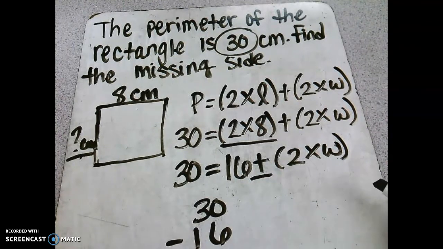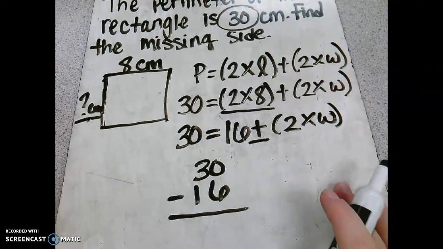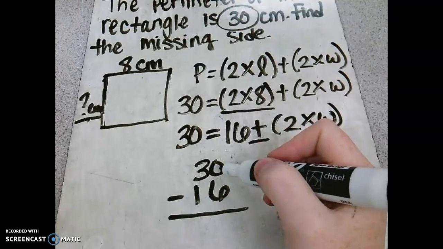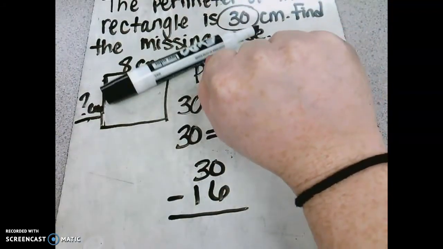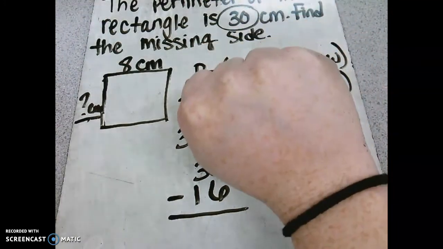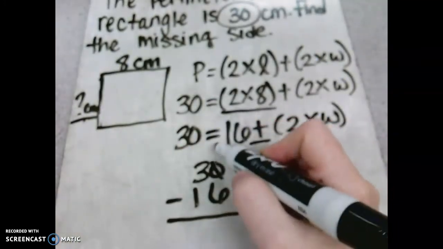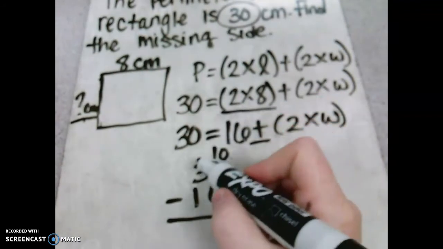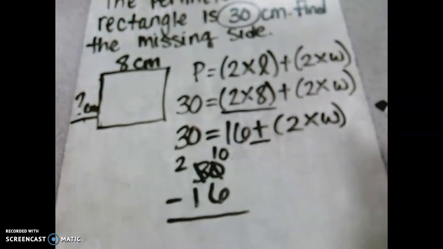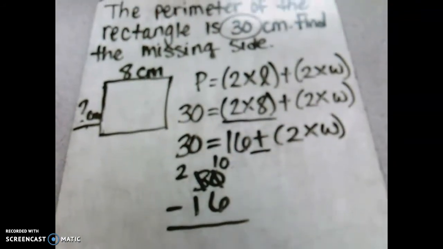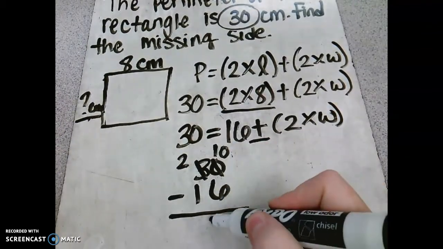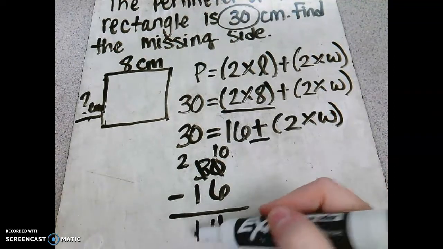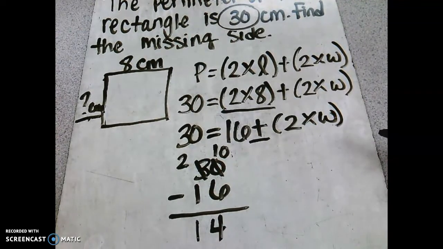30 minus 16. Okay. We cannot take 0 from 6, because if we had 0 fingers, there's no fingers to take away 6. So we've got to borrow. So this is going to become a 10, and this is going to become a 2. Okay. So 10 minus 6 is 4, and 2 minus 1 is 1.